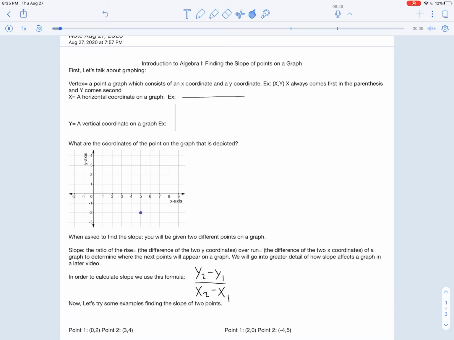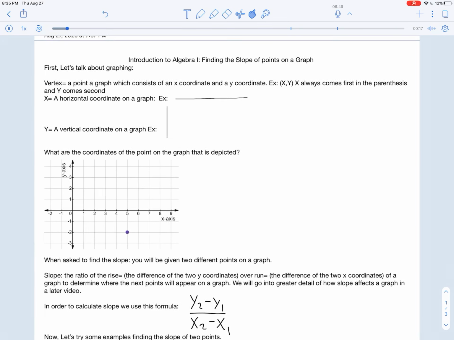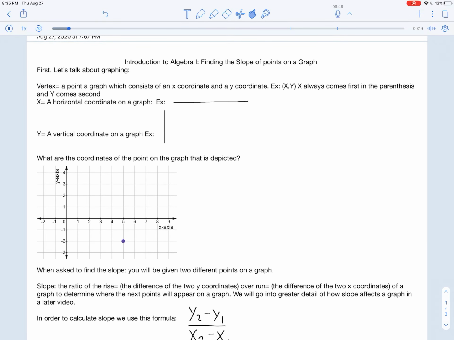Okay, first let's talk about graphing. Vertex, a point on a graph which consists of an x-coordinate and a y-coordinate. X always comes first in the parentheses and y comes second, as shown on screen. Now x is a horizontal coordinate on a graph, as depicted on screen. Y is a vertical coordinate on a graph, as depicted on screen.